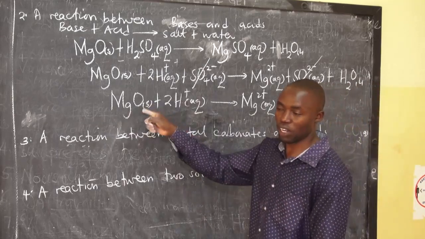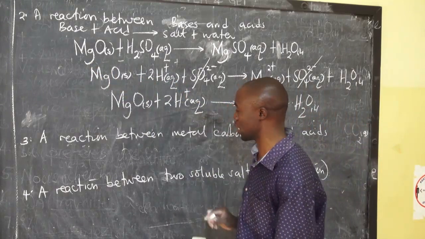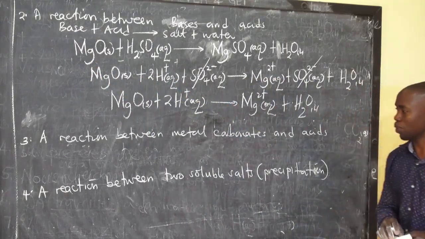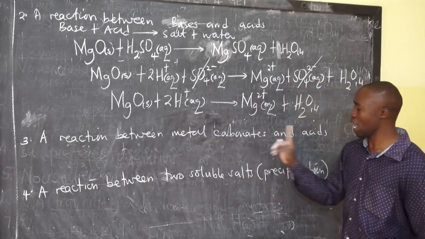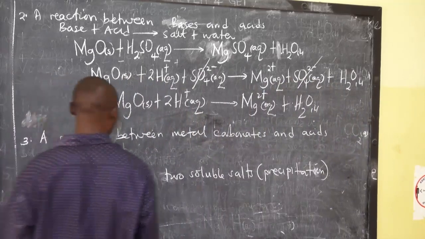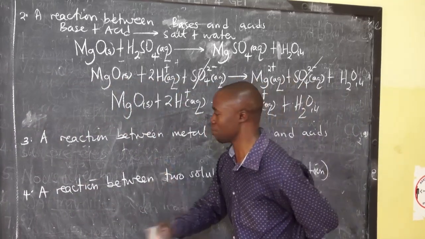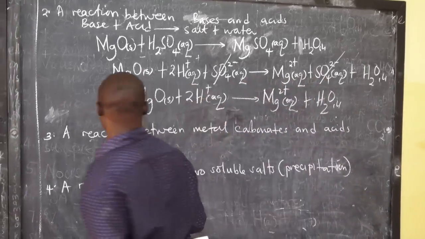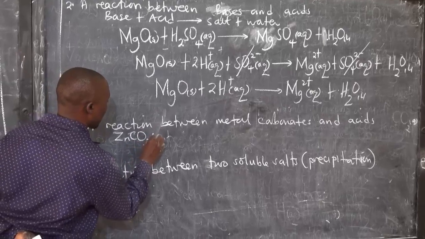Yeah, this is the final ionic equation for this reaction of magnesium plus sulfuric acid. Let's jump into the next example here. We have a reaction between a metal carbonate and an acid. A metal carbonate, let's take an example right now with zinc carbonate.